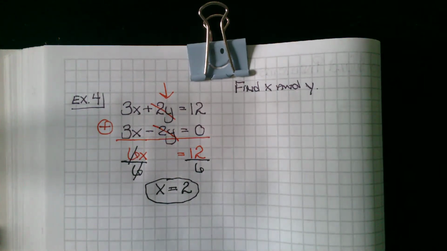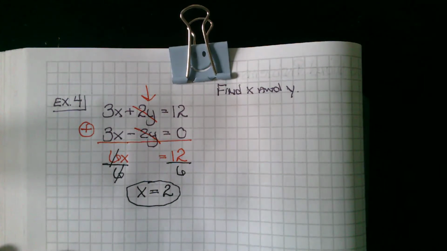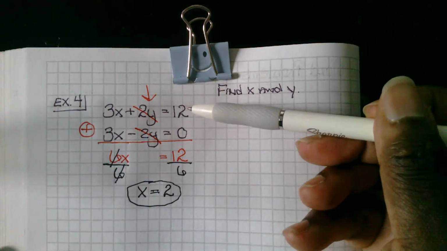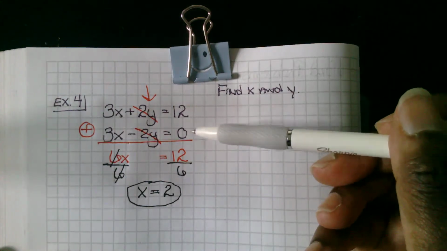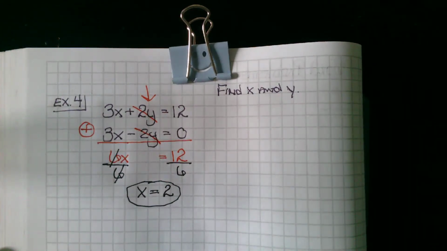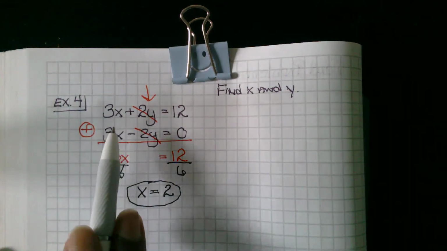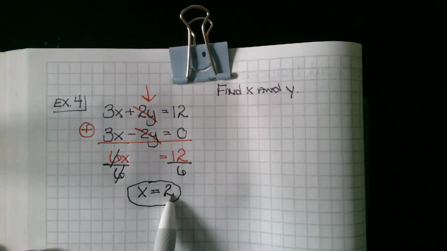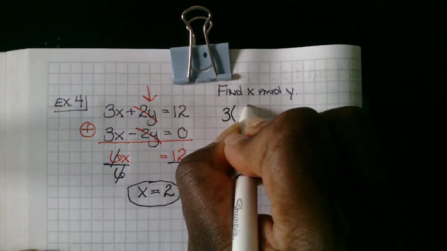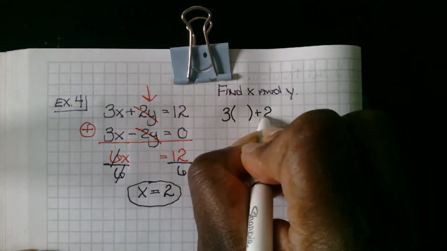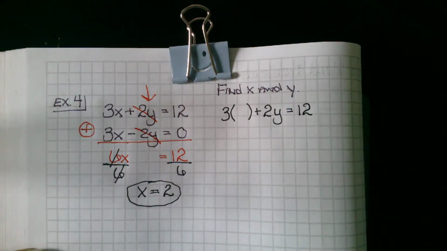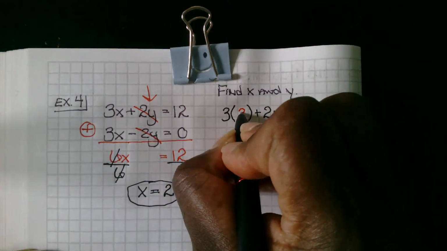So a lot of you guys were like, do I have to rewrite everything? No. You get to pick one of the two original equations, because there's going to be times you might have to modify it. Go back to the original equation. It doesn't matter which one you pick, but where you see an x, you're going to substitute with a 2. So it's going to look like this: you have your 3 in parentheses plus 2y is equal to 12. Where there is an x, we're going to put a 2.